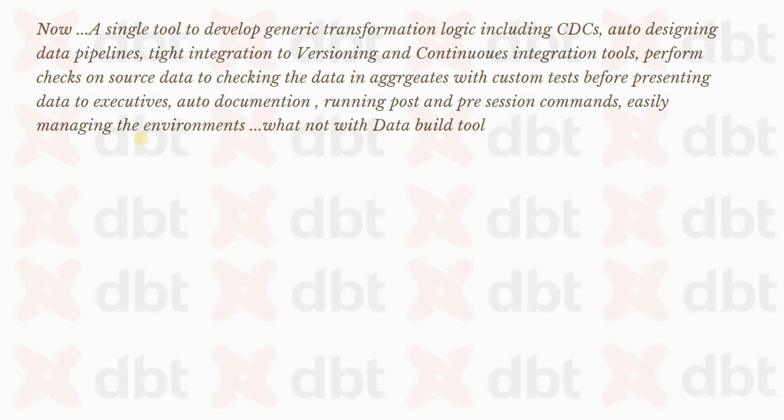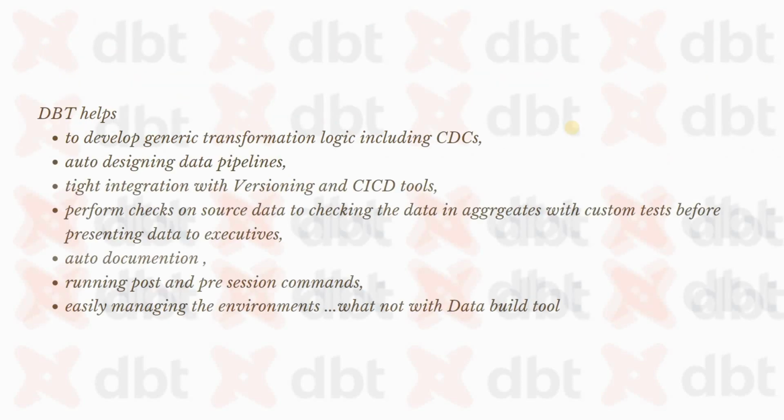DBT is a tool that helps us develop generic transformation logic, including CDCs, auto-designing the data pipelines, and it has tight integration with versioning and CI/CD tools. Like you can integrate DBT with GitHub, and you can run your scripts on-premise or on the cloud, because DBT has a cloud version of it. Based on the needs of your company, you can use DBT on-premise or you can use the DBT cloud version. And DBT performs checks on the source data, checking the data in the aggregates with custom tests, or there are some built-in tests, before you present the data to your executives.